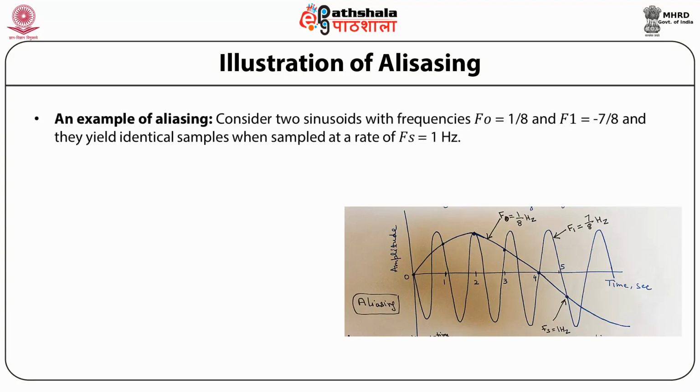So let us now discuss it in detail by considering an example. Consider two sinusoids with frequencies f0 equal to 1 by 8 and f1 equal to minus 7 by 8, and they yield identical samples when sampled at a rate of Fs equal to 1 Hz. So for k equal to minus 1, f1 equal to f0 plus k Fs, which is equal to minus 7 by 8. This is diagrammatically shown in this figure.